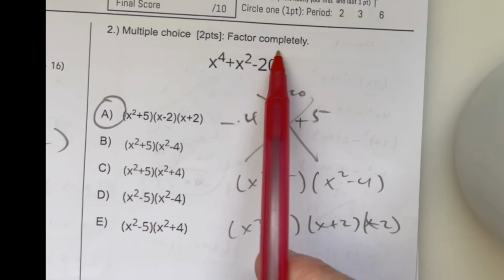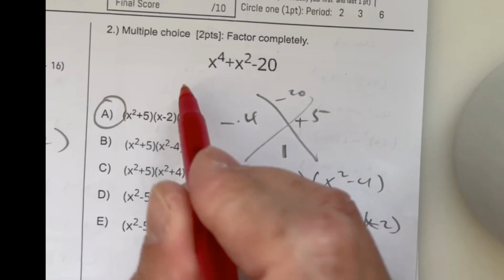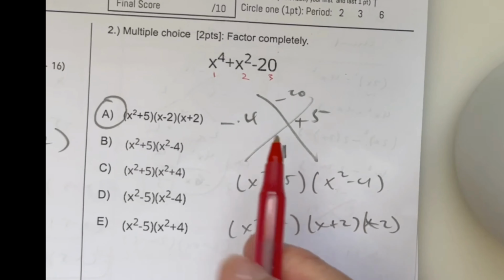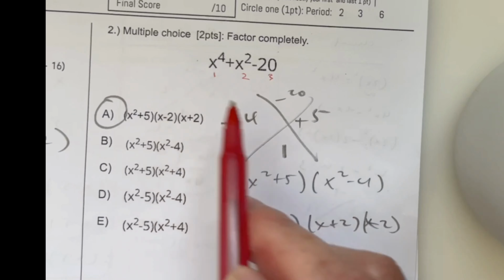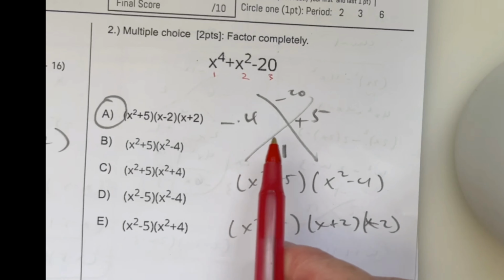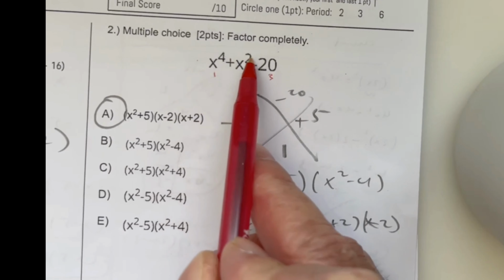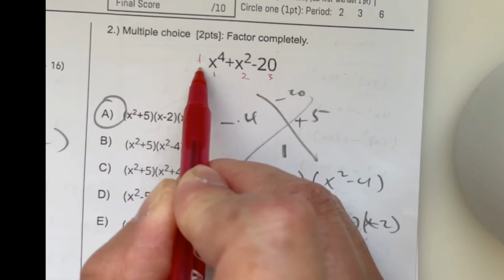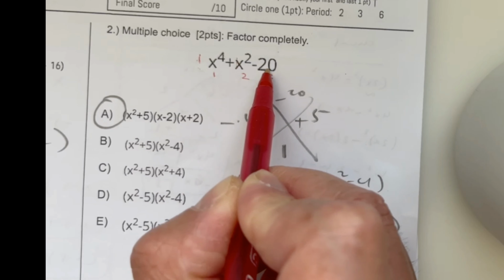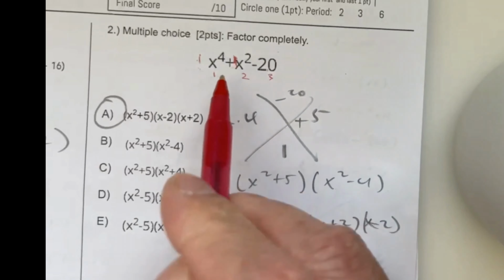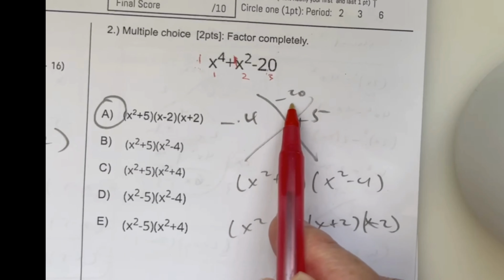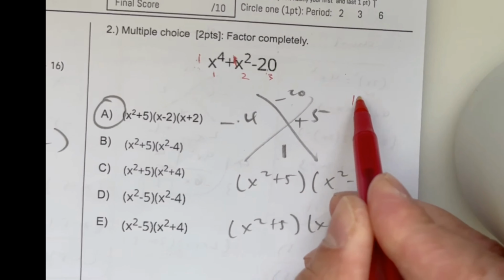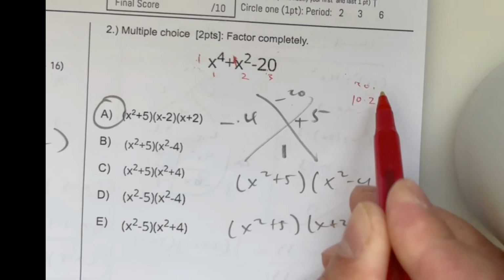Question number 2 says factor completely. You have a trinomial, 1, 2, 3 terms, so you can use your x box method. Your a value is equal to 1, so you only have to use the x box method. My a value is 1, b is 1, c is negative 20. A times C is negative 20. My B value is 1. Remember, list out all the combinations.